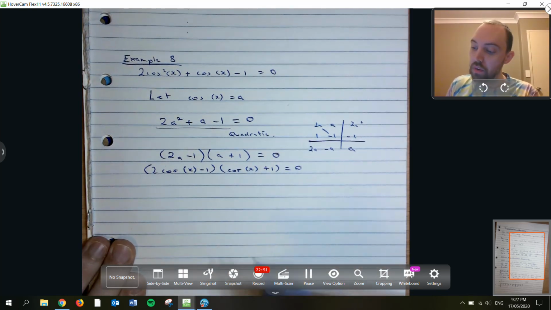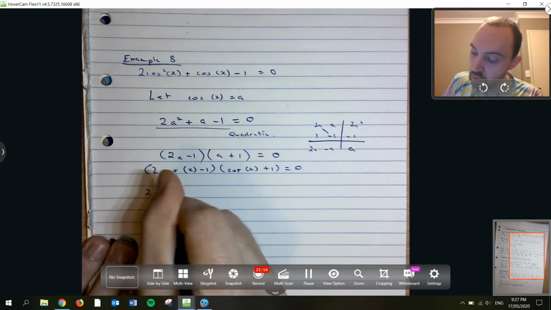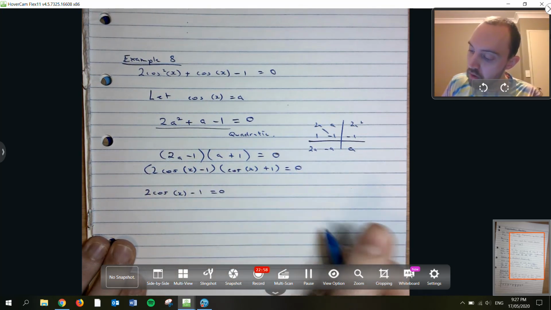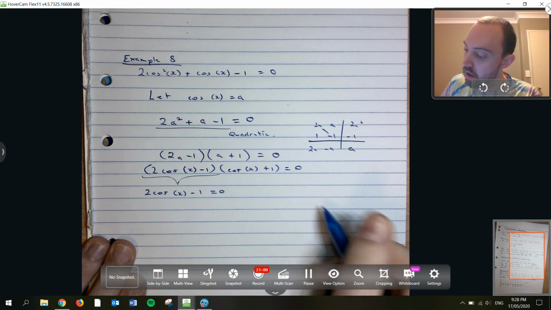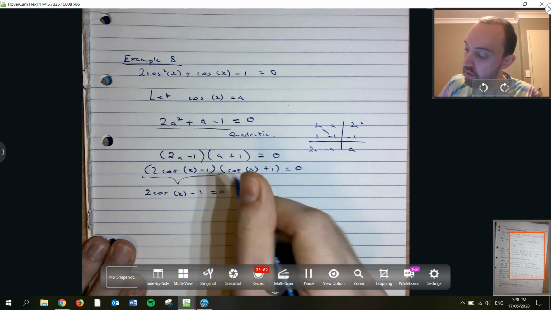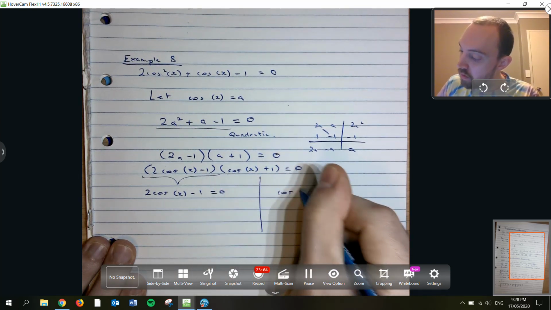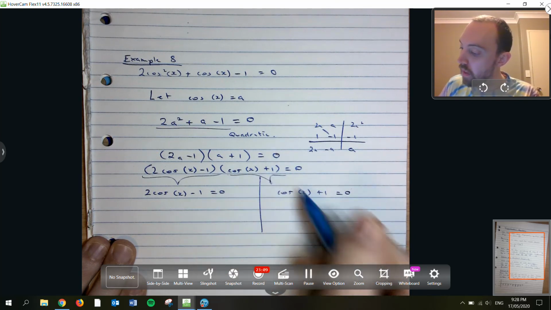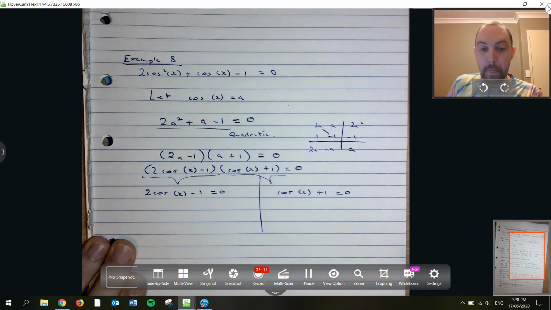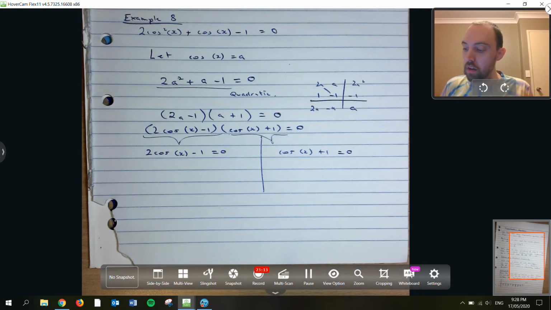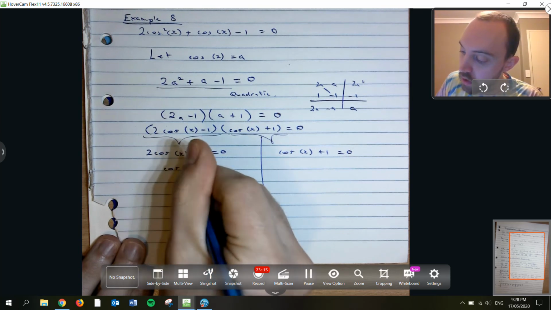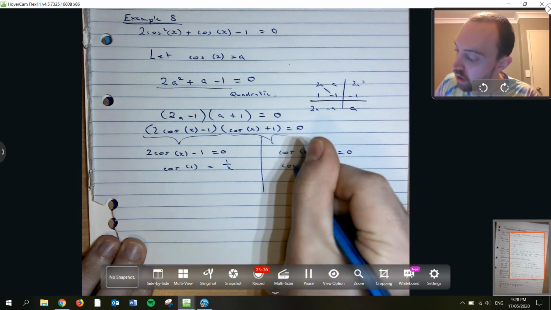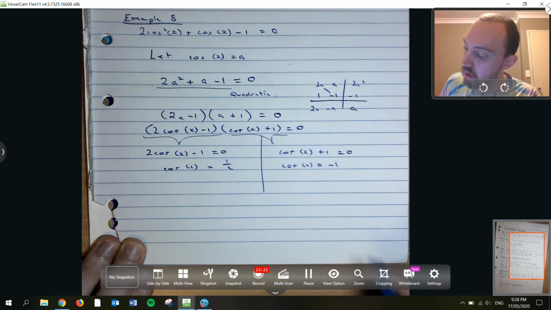And so we're actually solving 2 problems here. When is 2 cos x take 1 equal to 0? That's my first part of my bracket. Or, on the other side of things, when is cos of x add 1 equal to 0? Because that's my other bracket. Again, rearrange for your cos function. We go half on this side. Cos of x is equal to -1 on this side.